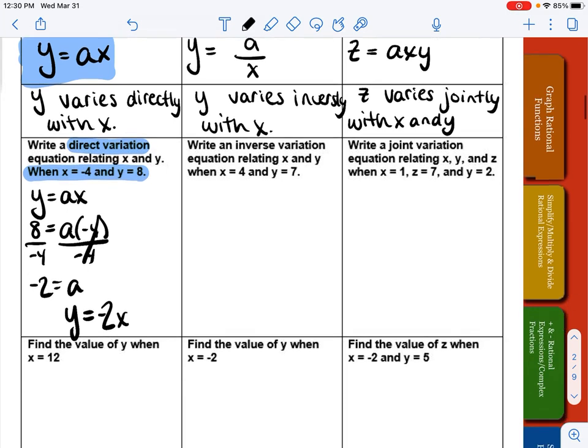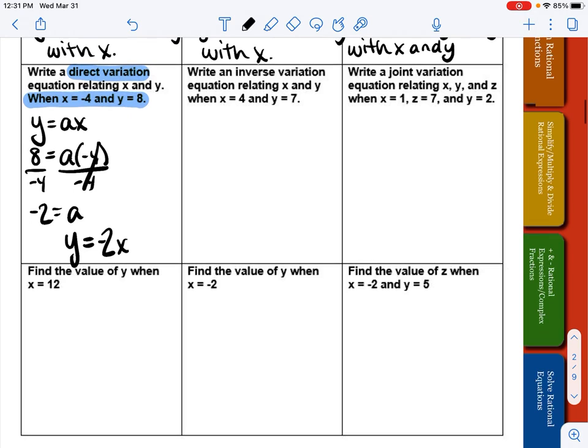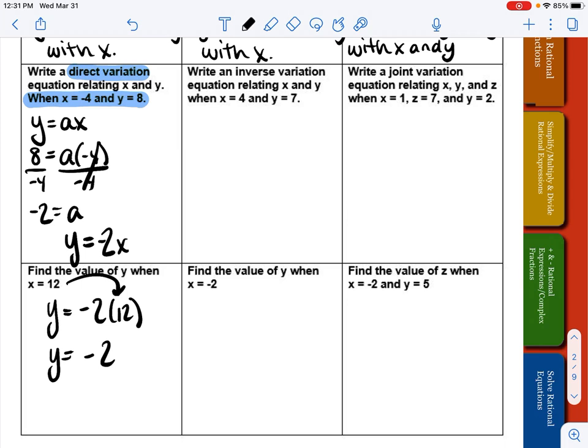Okay, now, our next box, it says find the value of y when x equals 12. So we have our direct variation equation that we can just plug x equals 12 into, and then solve for y. Okay? So we have our direct variation equation. We have our y equals based on that.